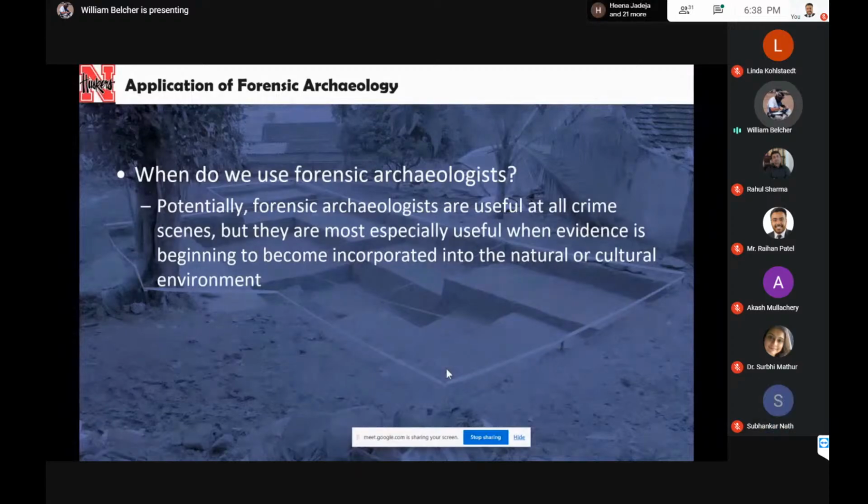So when do we want to use forensic archaeologists? I would say potentially forensic archaeologists are useful at all crime scenes, but they're most useful when the evidence is beginning to become incorporated into the natural or cultural environment, when it's been buried and decomposing and things like that. So I think that's a point where you might do that. But I think that at least the training or the mindset of forensic archaeology is useful at all crime scenes, but most useful when the evidence is becoming incorporated into that natural or cultural environment.